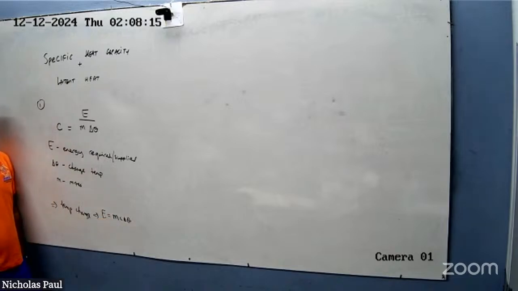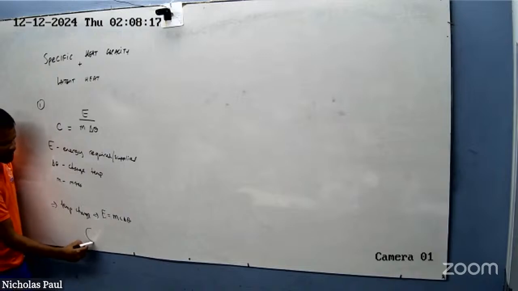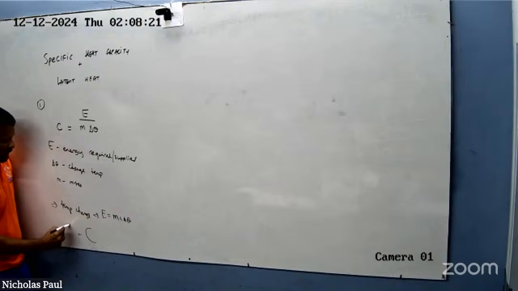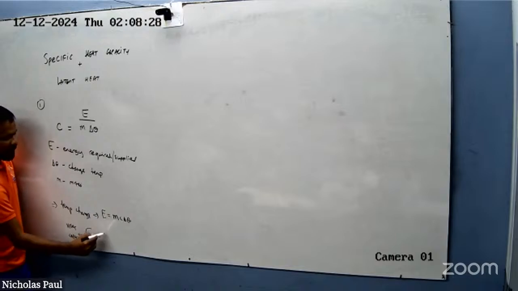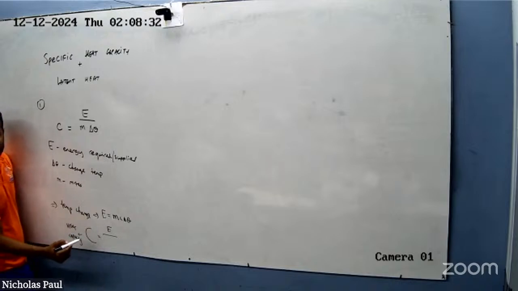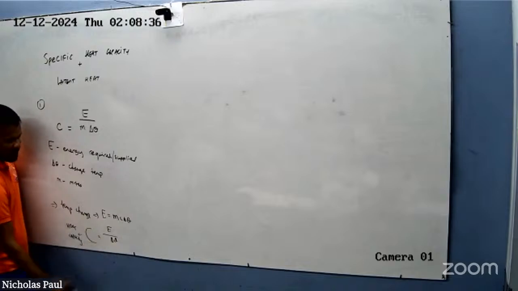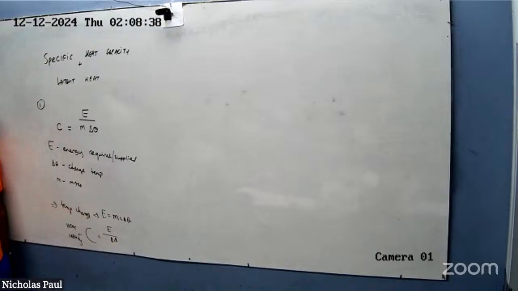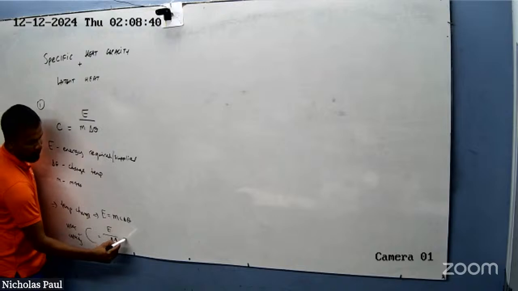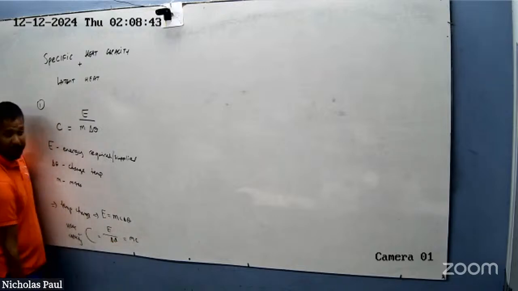Anybody remember what big C was? Big C was heat capacity. That was the amount of energy required to change temperature, nothing to do with mass, just change temperature alone. And remember, big C was m times small c.